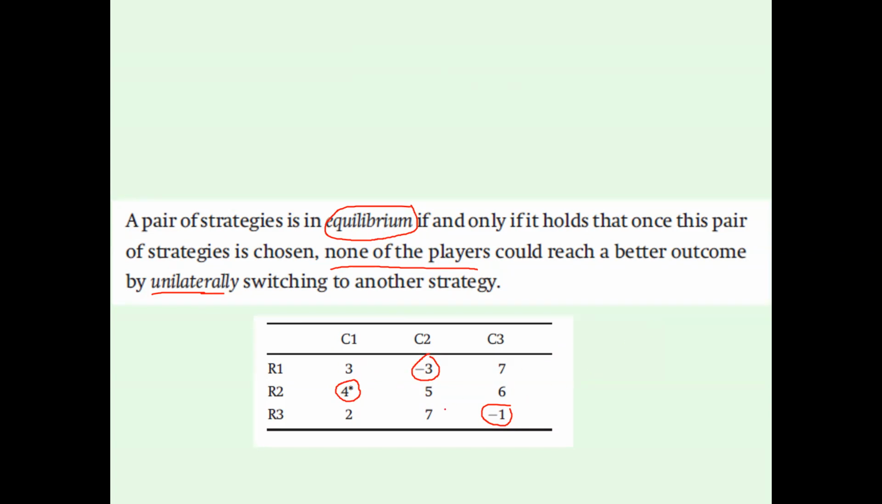If R1 is foolish, C2 could always select C2 because it will give him the highest payoff. Right? If R1 is foolish, then C2 would choose it. Then the equilibrium is gone.